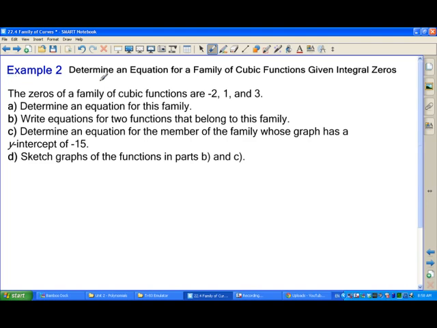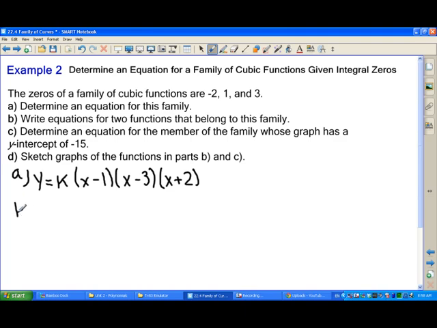Okay, our first example was about a quadratic function. Now we can look at a cubic function. So here we have more x-intercepts. But again, if I want to determine members of this family, I have my k value, and I'm multiplying by my 3 x-intercepts. And that's my answer to A.